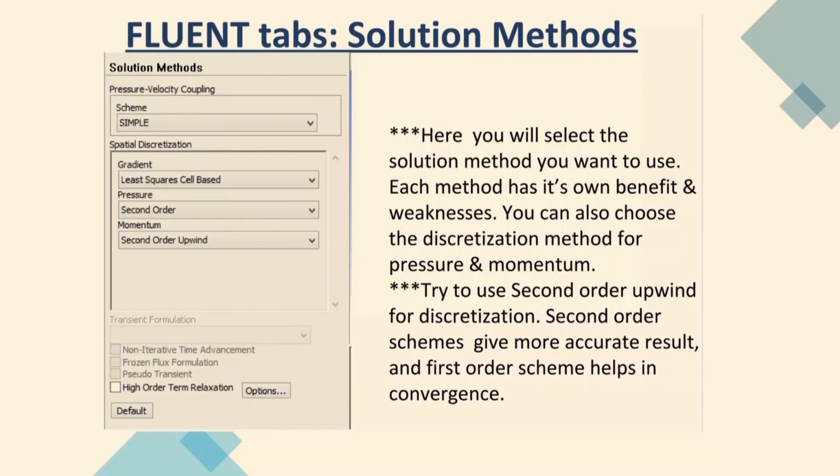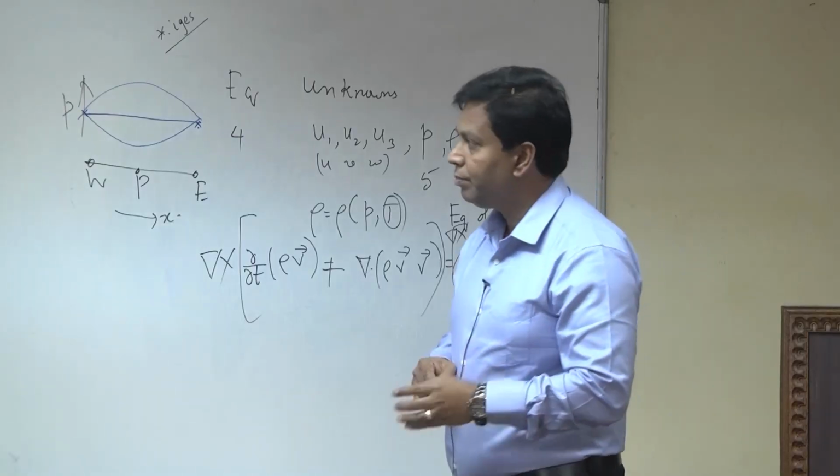And then for the spatial discretization, we have least squares cell based, or you can use the QUICK scheme, or second order upwind or first order. First order is very, very simple. For the pressure discretization and momentum discretization, the default is second order upwind, but you can use the QUICK scheme as well.